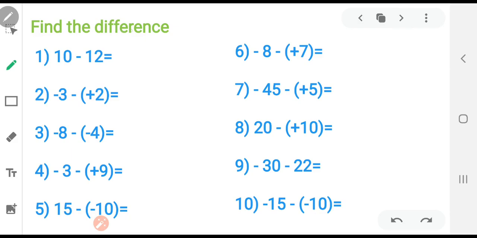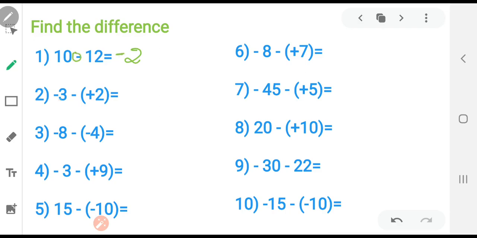Find the difference, which means we need to subtract. In exercise 1, I have 10 minus 12. This is a positive 10 minus 12. So I have different signs. I will find the difference. 12 minus 10 is a 2. Which number is greater? It's the 12. What's the sign of the 12? It's minus. So this one is a minus 2.